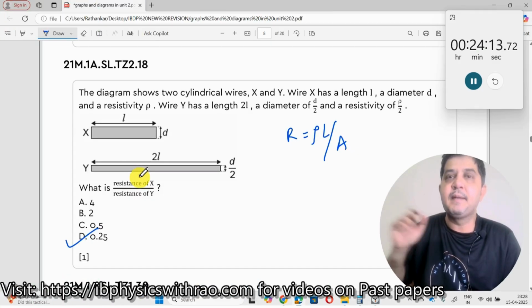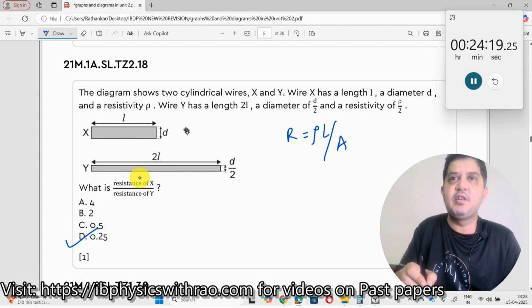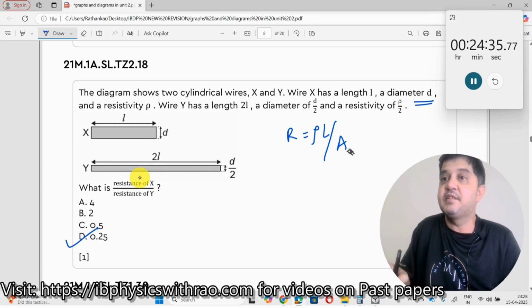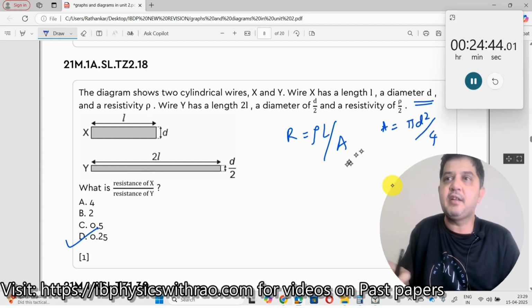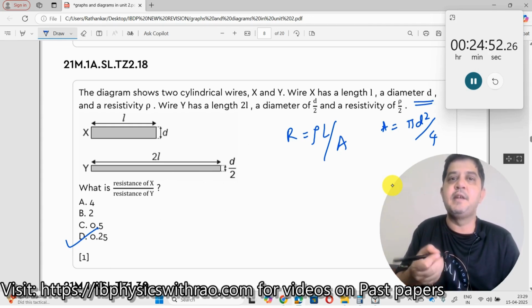Now let us move on to the next one. The diagram shows two cylindrical wires. Wire X has length L, diameter D, resistivity rho. Wire Y has length 2L, diameter D by 2 and resistivity rho by 2. What is the resistance of X versus Y? Simple question. Find R using rho L divided by A. What is A here? Remember, this is diameter D, not area. Area is pi D square divided by 4, because D is the diameter. In a similar way, substitute this value, divide one by the other and get the answer. The answer should be 0.25.